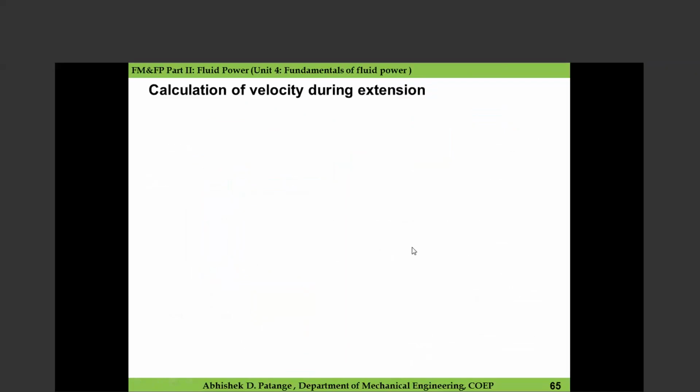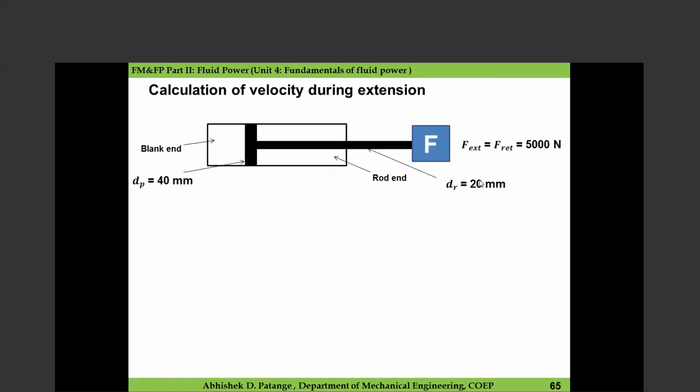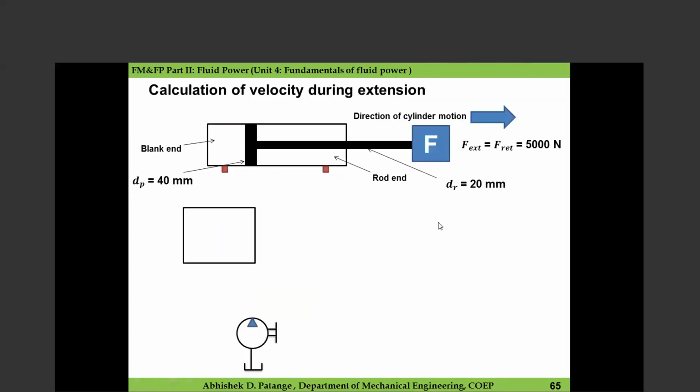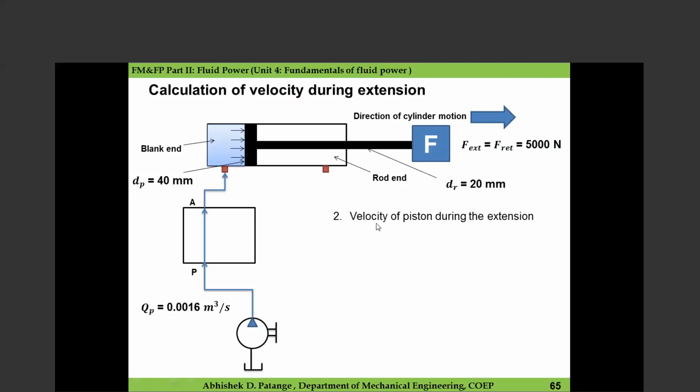Now let us try to calculate the velocity during extension. Again, we will consider the same circuit. Here we have the extension force equal to 5000 Newton. Diameter of piston is 40 and diameter of the connecting rod is 20. This is the cylinder motion. Now we have two ports, then we have the pump, and we have the direction control valve. Now let us try to calculate the velocity of piston during the extension.